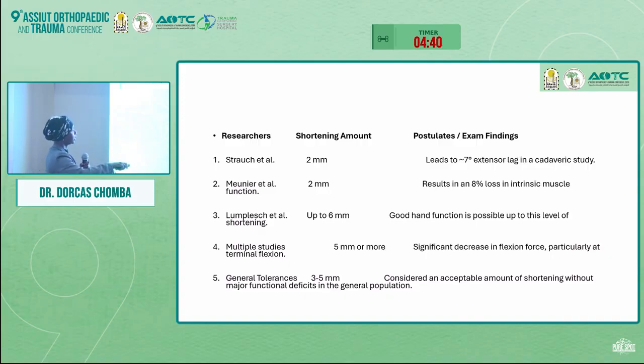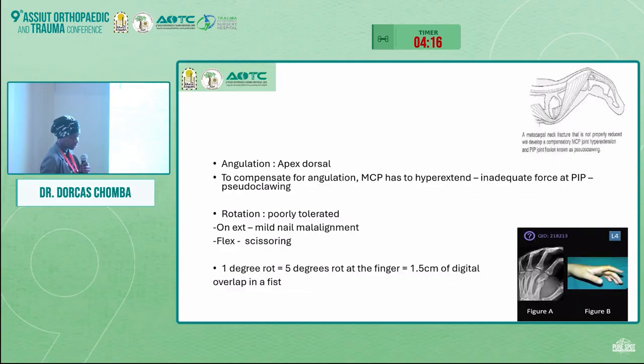And that's why in this study, they concluded that up to 6 millimeters is acceptable. In terms of the intrinsic muscle, with 2 millimeters you lose 8%. And what was deemed acceptable for most people is about 5 millimeters. So in summary, what you can tolerate for most of us without losing significant function is about 3 to 5 millimeters of shortening.